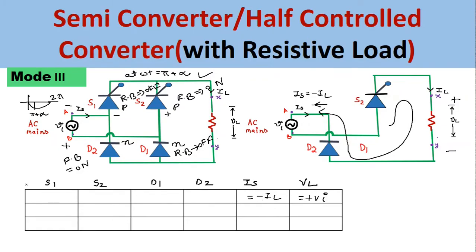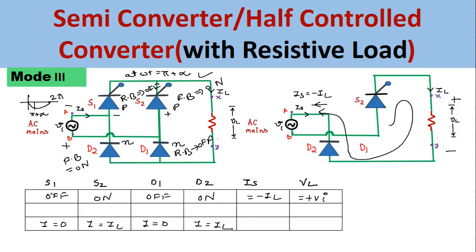Now what is the condition of the currents and voltages of the devices connected in mode number 3? Here the S1 thyristor is off and the D1 diode is off, S2 is on and D2 is on. So the on devices have current equal to the load current. So S2 current will be equal to IL, D2 current will be equal to IL, and D1 is off, so D1 current will be equal to 0, and S1 current will be equal to 0 here.